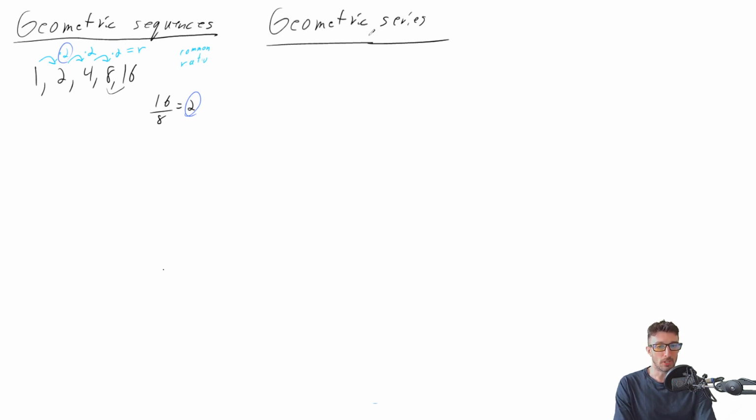Now, a geometric series is when you don't just have a list of those numbers, but where you're adding those numbers up. So instead of just putting 1, 2, 4, it would be putting 1 plus 2 plus 4, and so on. So that would be an example of a geometric series. So here's another example. Let's say you started at 3 and you constantly multiplied by 10. Then you would have 30, and then 300, and then 3,000, and so on.